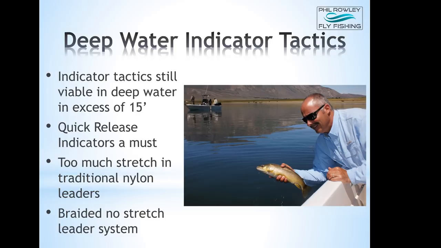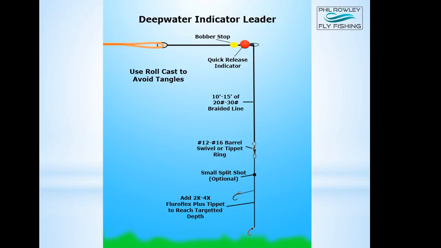So what they do there is make these non-stretch leaders. What this is made of is 15 feet or so of 20 to 30 pound braid, like FireLine, Spider Wire, all of those braids that conventional anglers use. And all that does is add no stretch to your leader. So on this leader setup, we've got a bobber stop.